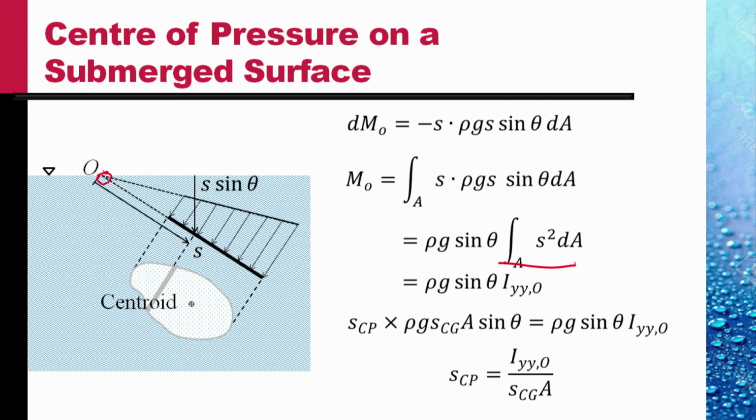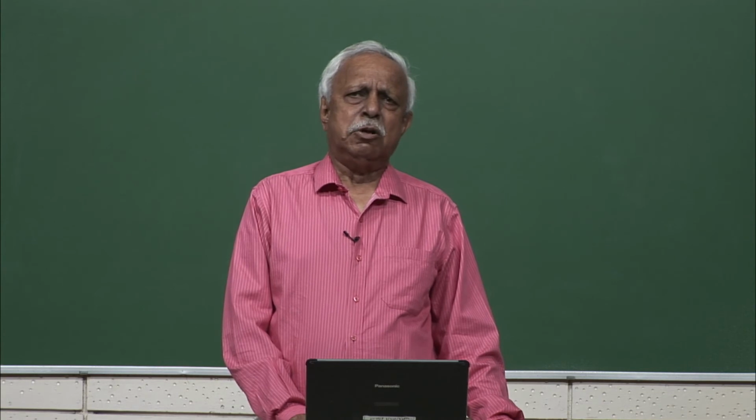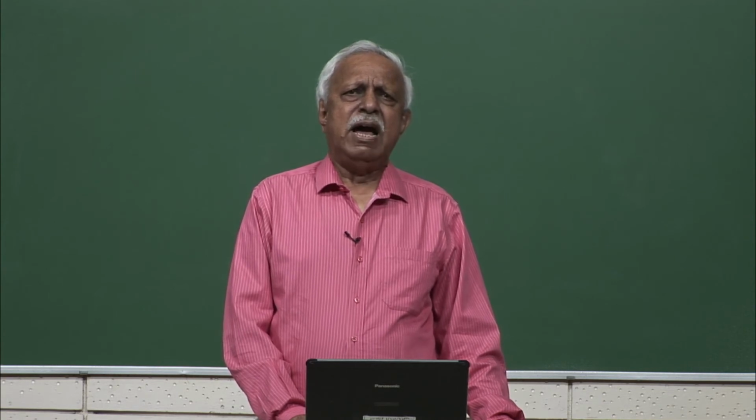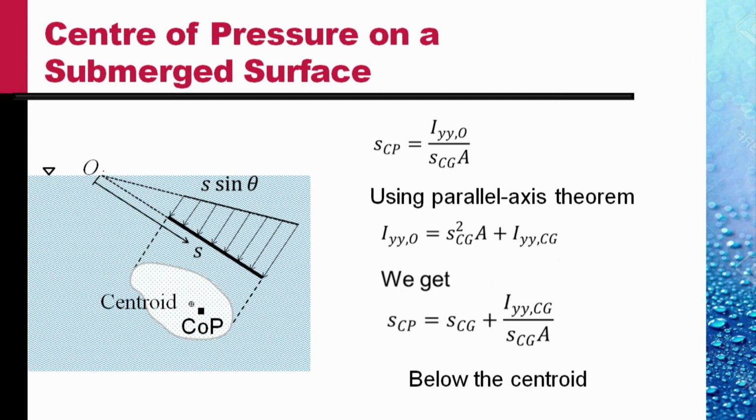But this is in terms of I_yy about O, which is not easy to find. It will vary with a whole lot of things like the angle theta. So let us find I_yy,O in terms of I_yy about the centroid of the plate. And for this we use the parallel axis theorem.